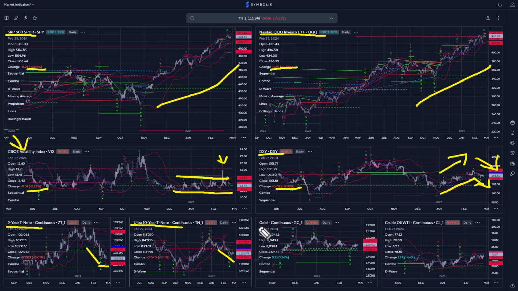Next thing I take a look at is gold. Gold is just a good asset to see how much concern or fear there is in the market. We had this 9 countdown for buy, and it's been in a current uptrend, which is good.